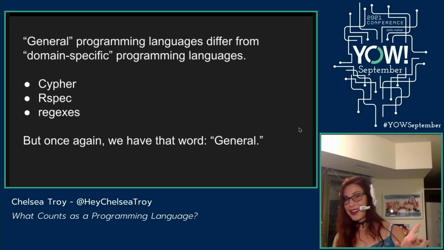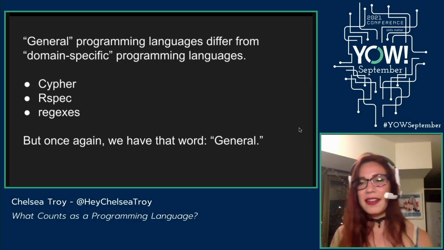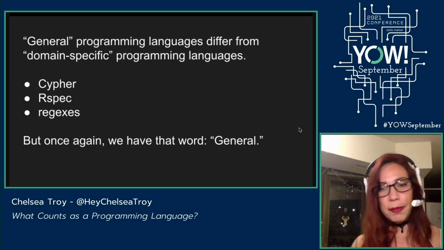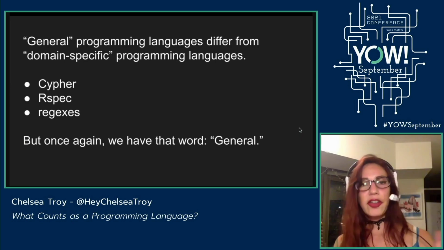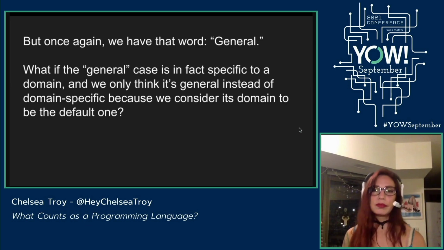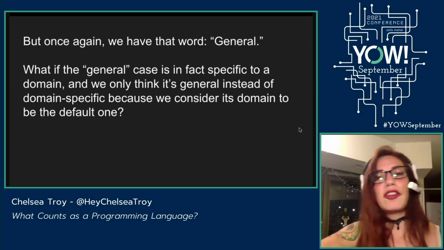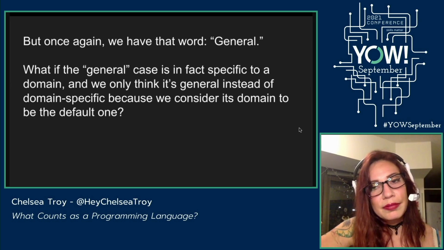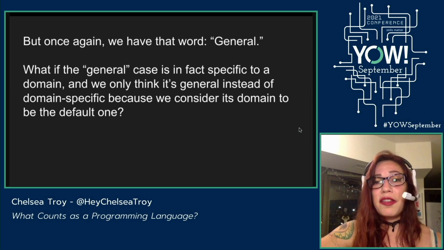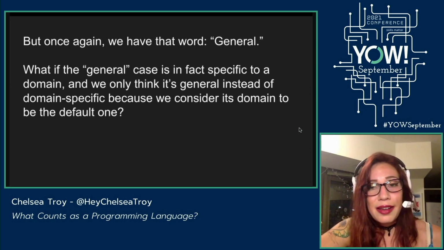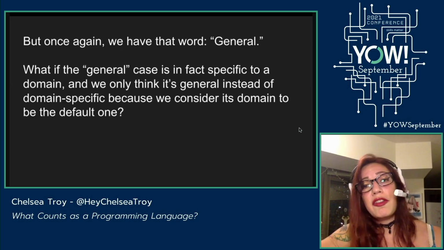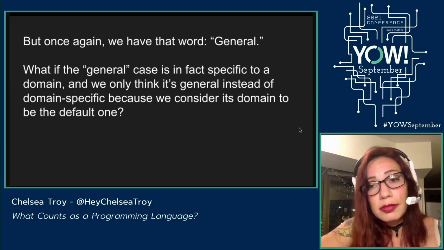But the point is that we have this idea of a general programming language that transcends what we expect from a language that is merely domain specific. Here's the thing, though. I'm not sure what we mean by general here. What if the general case is, in fact, specific to a domain, and we only think it's general instead of domain specific because we consider its domain to be the default one?